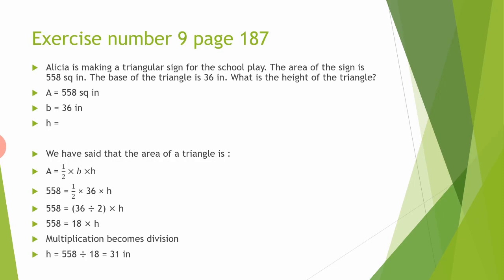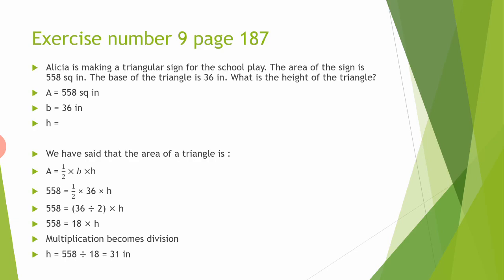Exercise number 9, page 187. Alicia is making a triangular sign for the school play. The area of the sign is 558 square inches. The base of this triangle is 36 inches. What is the height of the triangle?